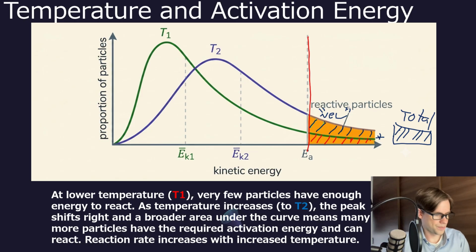All right, so at lower temperature T1, very few particles have enough energy to react. As temperature increases to T2, the peak shifts right. A broader area under the curve means many more particles have the required activation energy and can react. The reaction rate increases with increased temperature. The rate will really depend on what the area is that's under the curve and to the right of that activation energy vertical line.